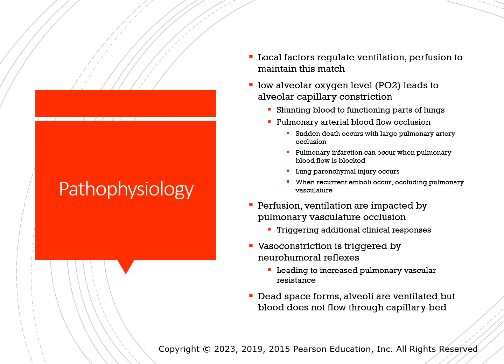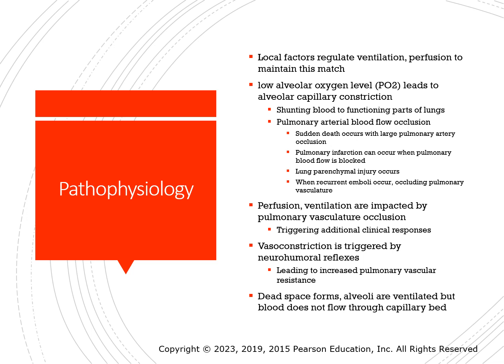What is the pathophysiology? So you should be thinking, how does this situation occur? What do I need to look for? As venous blood enters the pulmonary vasculature from the right heart, it travels through the pulmonary capillary bed, the mesh-like structure in the alveoli walls where oxygen and carbon dioxide exchange occur. This blood flow, or perfusion, must match with the lung ventilation for effective respiration or gas exchange. Local factors regulate ventilation and perfusion to maintain this match. A low alveolar oxygen level leads to alveolar capillary constriction, shunting the blood to functioning parts of the lungs.